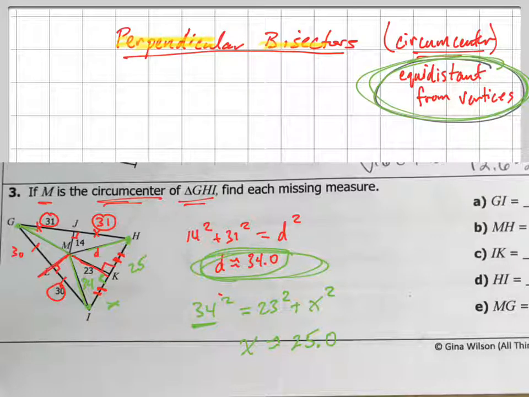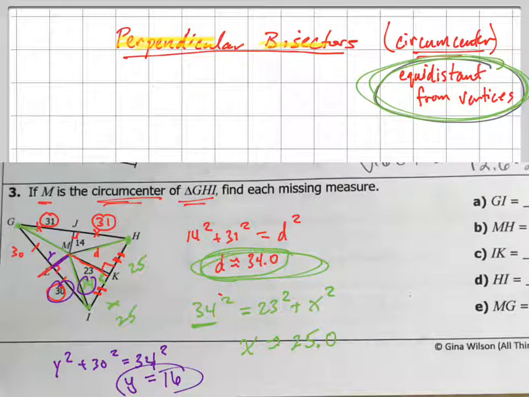So that's 25, so is this. Now what else do I still need? Now you can find this distance here. I'll change colors to purple. You can find that distance there by using 30 and 34, and we'll call that y. So y squared plus 30 squared equals 34 squared. And then solving that, you get y equals 16 there. So I should have found all of my answers, and you can just match them up to those 5 things they're looking for.